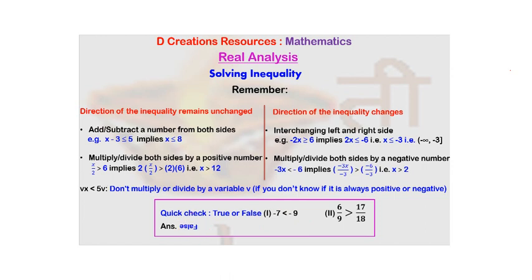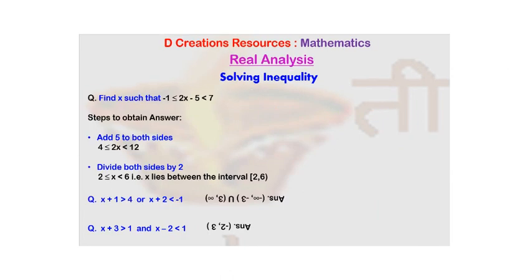Now let us go further and solve some inequalities. So the question is, find x such that minus 1 is less than or equal to 2x minus 5, less than 7. Now here's a double inequality involved, but don't worry, we can solve it simultaneously. What is the easiest thing now? Go by logic. See, this 2x minus 5, you want to go to x. So obviously you need to get rid of this minus 5. How will you get rid of this minus 5? By adding plus 5. So let's add plus 5 to the whole inequality.